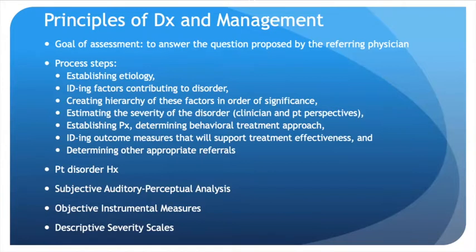And then you might determine other appropriate referrals to other physicians, such as maybe a neurologist or a gastroenterologist, along with the ENT. ENTs oftentimes will collaborate with gastroenterologists and neurologists. So you need to look at the patient's disorder history, their surgical history. You might perform a subjective auditory perceptual analysis, like what does the voice sound like? You might perform some objective instrumental measurement, and you might use some descriptive severity scales as well.